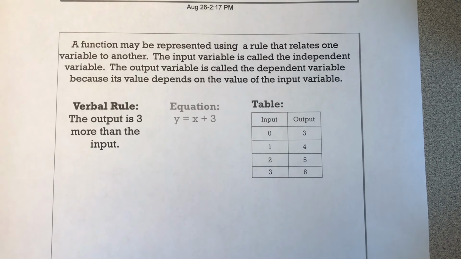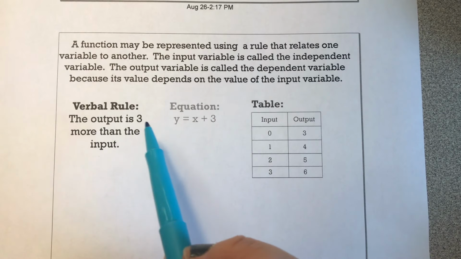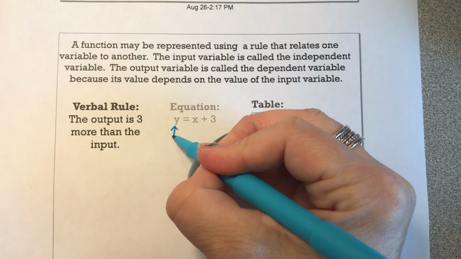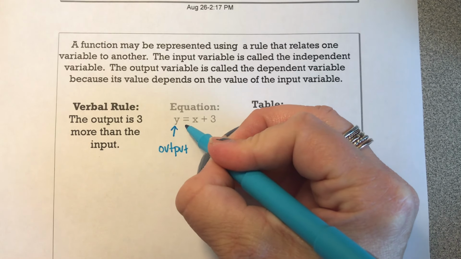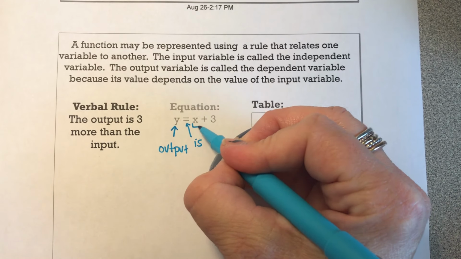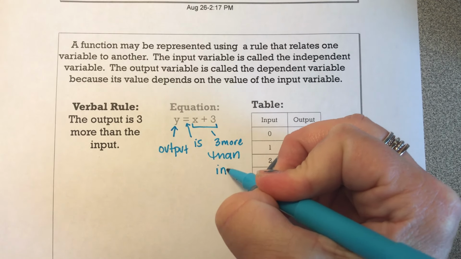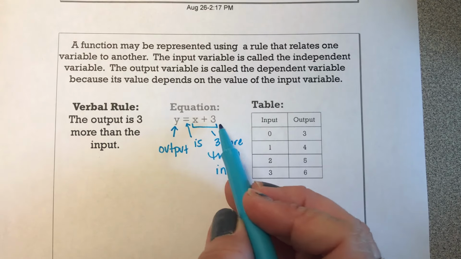The next section says a function may be represented using a rule that relates one variable to another. The input variable is called the independent variable. The output variable is called the dependent variable because its value depends on the value of the input variable. Okay, so for example, if the rule was the output is 3 more than the input. The output is 3 more than the input.